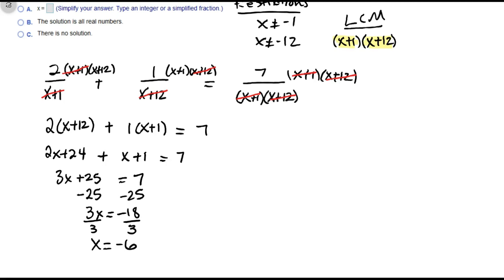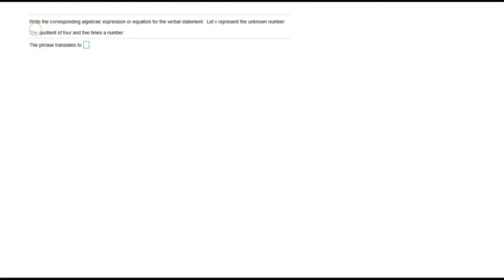Now the last thing that we need to do is compare, sorry, my highlighter stopped working again. Compare our answer that we got of x equals negative 6 to the restrictions that we had before. And as long as it doesn't match, we have the solution to the equation. And since it doesn't match the restrictions, that is what our solution is. x equals negative 6.